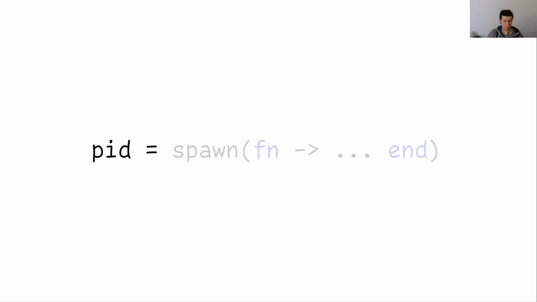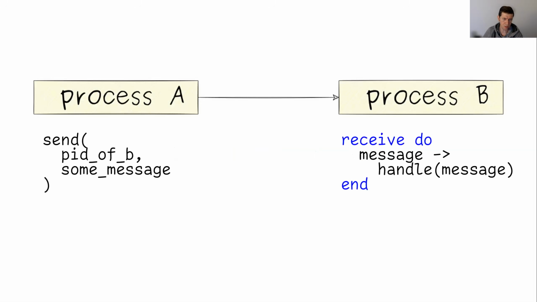The result of the spawn function is a thing we call a PID. It's a process ID, a piece of data uniquely identifying the process in the system. Once you have the PID, you can interact with this program. You can send it messages, right? Because these processes are independent programs. They share no memory.